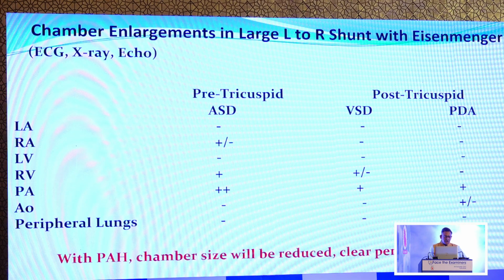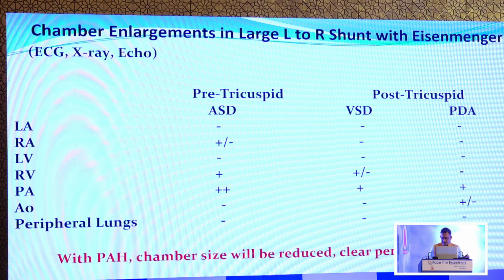You can see here, the ventricular chambers, cardiomegaly will be gone. Chamber size will be reduced. The lung periphery will be clearer. Broadly speaking, the chamber sizes will be reduced and the lung periphery will be oligemic. Those are the two things that will happen.